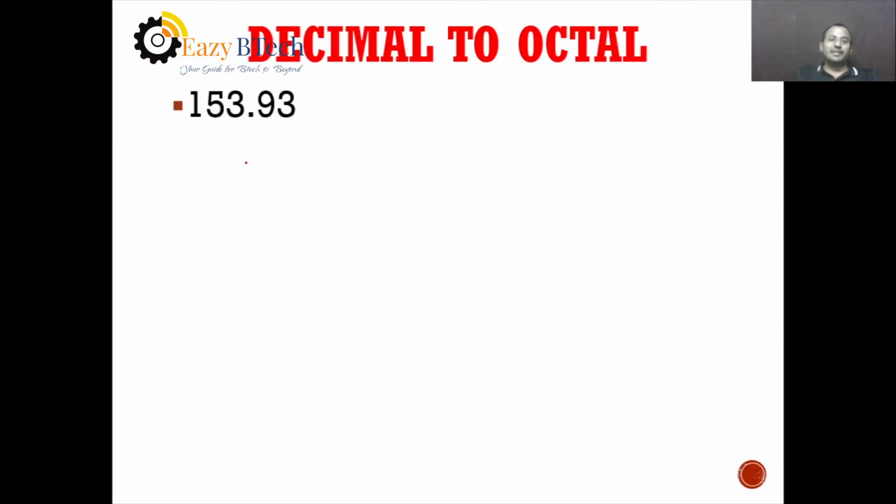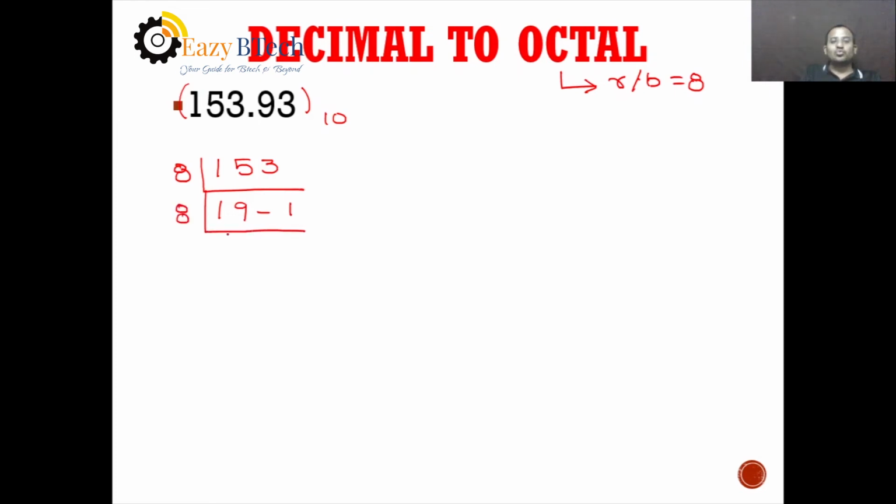So this is the given number, 153.93 in decimal. We need to find the corresponding octal equivalent. This has both an integer part as well as a fractional part. For the integer part, we have to repeatedly divide with 8, because for the octal number system the radix, the base, is 8. 8 ones are 8, so we are left with 73. 8 nines are 72, so we are left with remainder 1. Next, 8 twos are 16, so the remainder is 2, then 3. So 2 3 1. For the integer part 153 in decimal, the corresponding octal equivalent is 231 in octal.